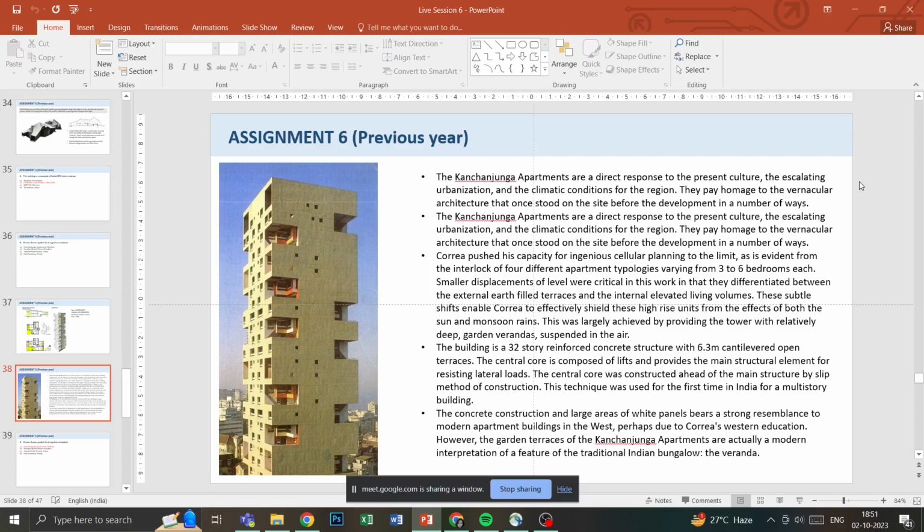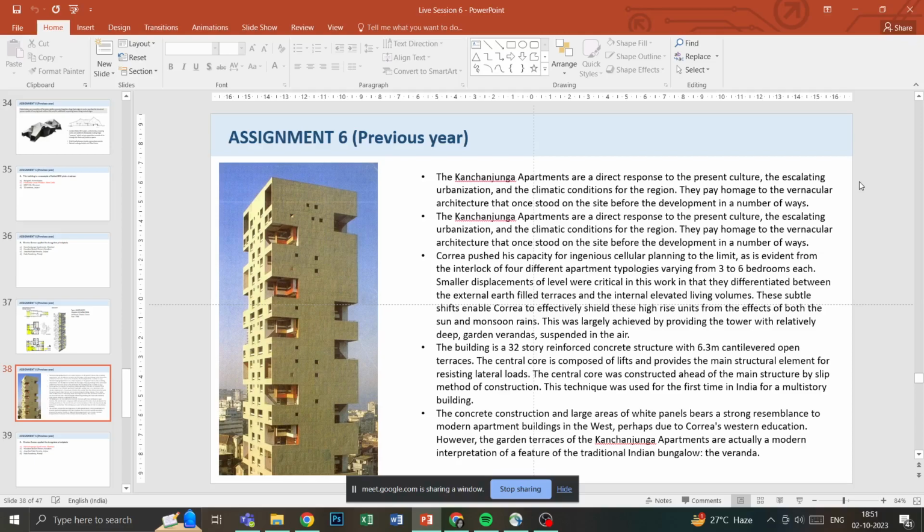cellular planning to the limit, as is evident from the interlock of 4 different apartment typologies, varying from 3 to 6 bedrooms each. Smaller displacements of levels were critical in this work, in that they differentiated between the external earth-filled terraces and the internal elevated living volumes. These subtle shifts enable Correa to effectively shield these high-rise units from the effects of both the sun and monsoon rains. This was largely achieved by providing the tower with relatively deep garden verandas suspended in the air.